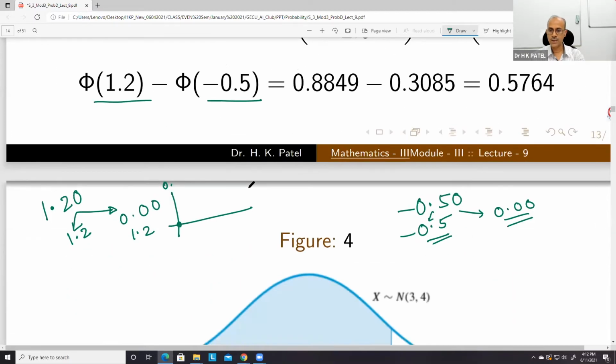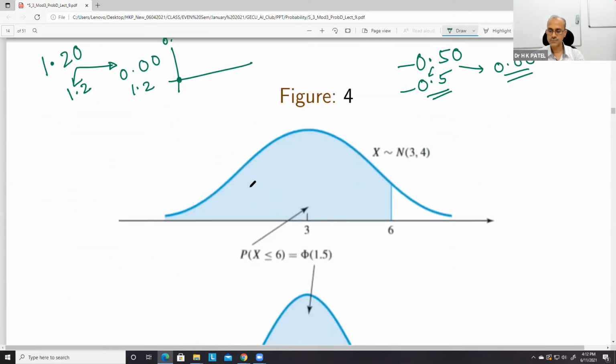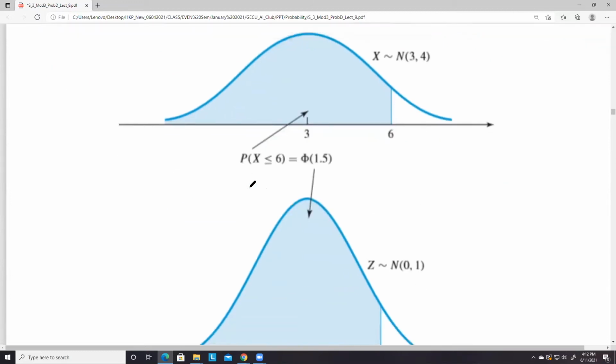Clear? If you have any doubt, you can ask me. Yeah, and sir, if any question comes of this type, then this normal table will obviously be provided in the exam, right? Yeah, yeah.